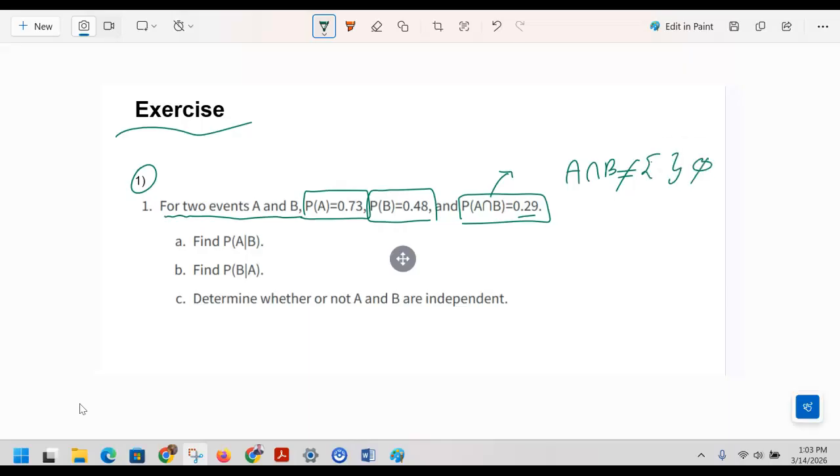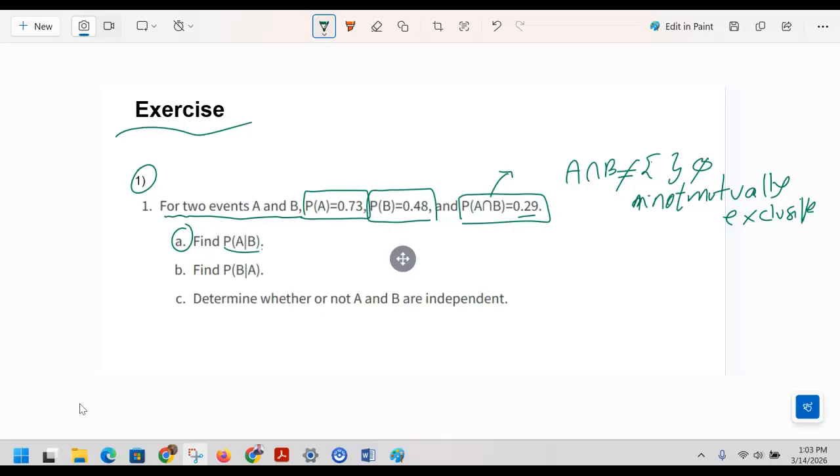So naturally, these are not mutually exclusive. But here the question asked is: what is the probability of A given B?